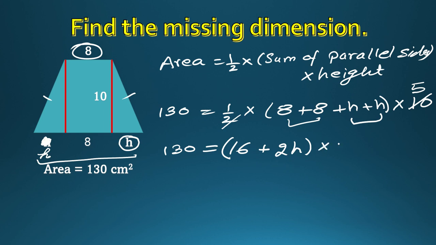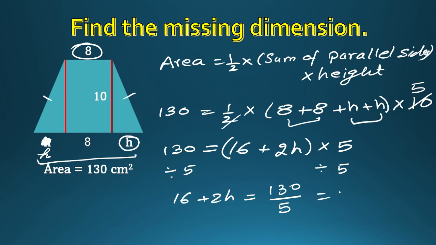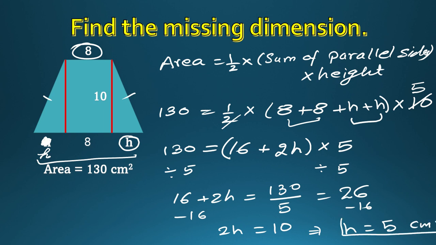Multiply by 5. Now you see 5 is in multiplication, so on both sides you will divide by 5. So you will get 16 plus 2h is equal to 130 divided by 5, which means 5 times 2 is 10 and 5 times 6 is 30, so 26. Now subtract 16 from both sides. So 2h is equal to 26 minus 16, which is 10. Now divide by 2 on both sides. So h will be equal to 5 centimeter. This will be the answer.